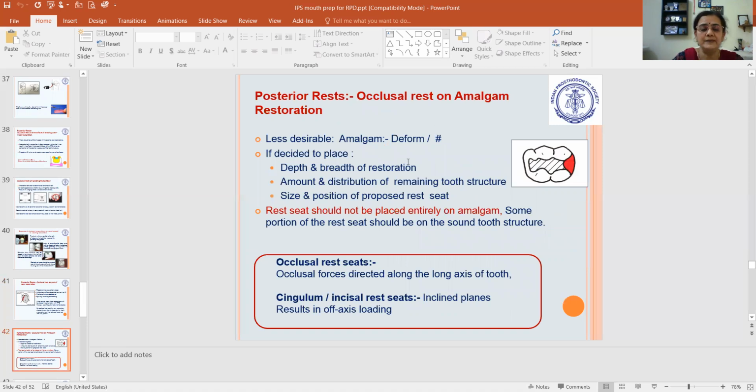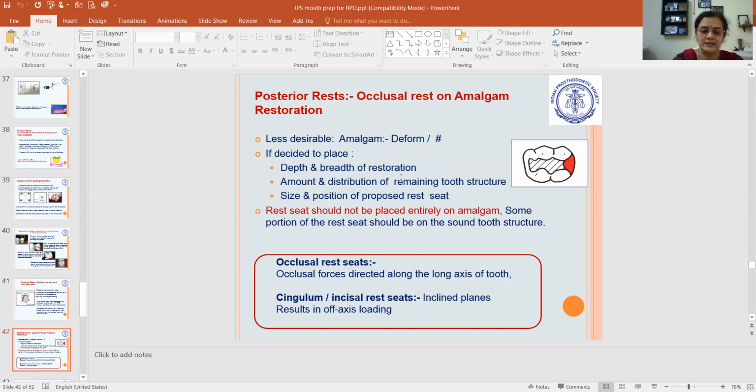Occlusal rests on amalgam restorations are less desirable and not advisable, because they may deform and fracture. But if decided to plan, we have to check the depth and breadth of the restoration, the amount and distribution of remaining tooth structure, and the size and position of the proposed rest seat. The rest seat should not be placed entirely on amalgam. Some portion of the rest seat should be on the sound tooth structure.